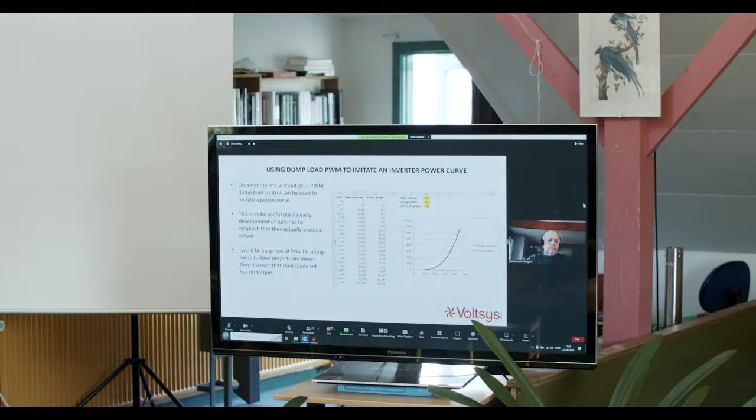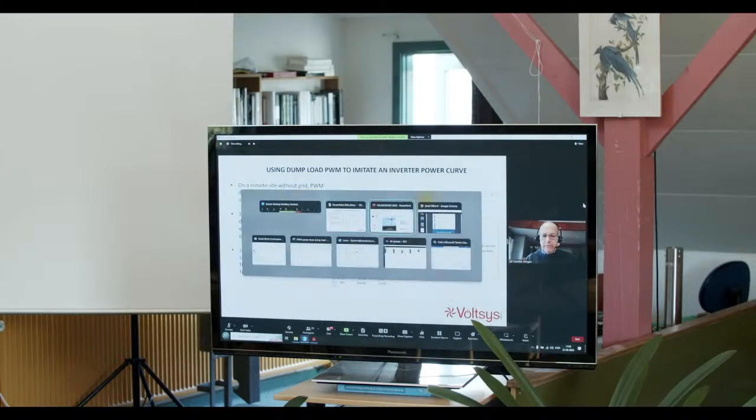Another thing, because we have a pulse width modulated dump load control: on some sites where people want to do very rough testing of an early prototype, they may not have grid available on the site. Using the pulse width modulation on the dump load, you can actually imitate the power curve that you would use for a turbine.